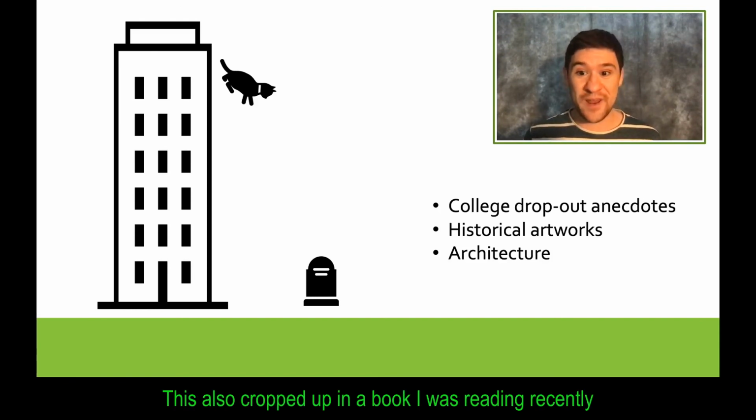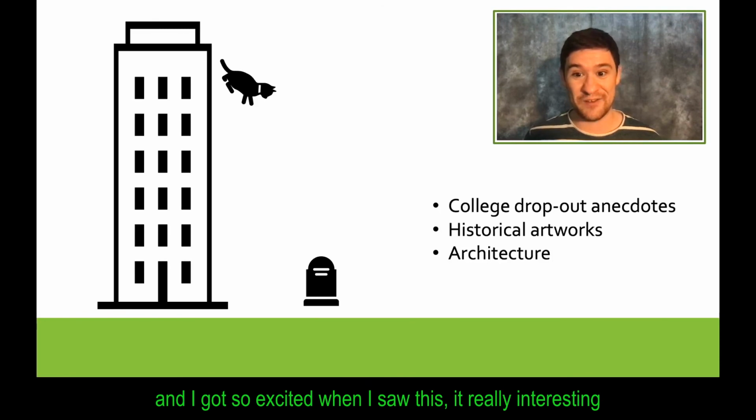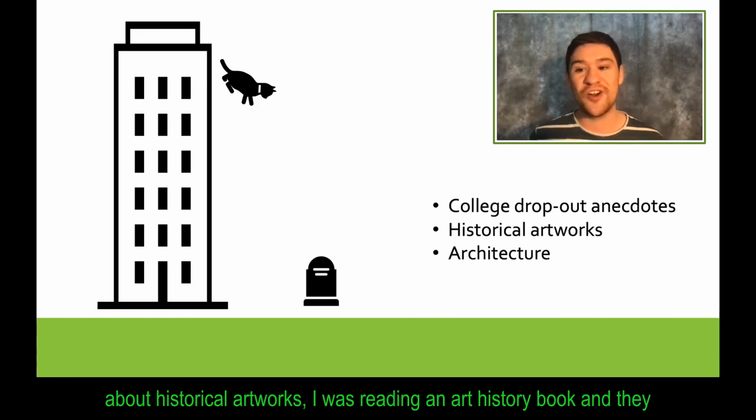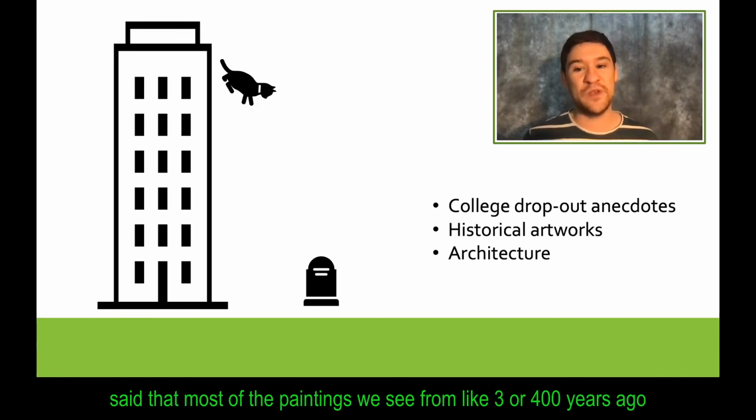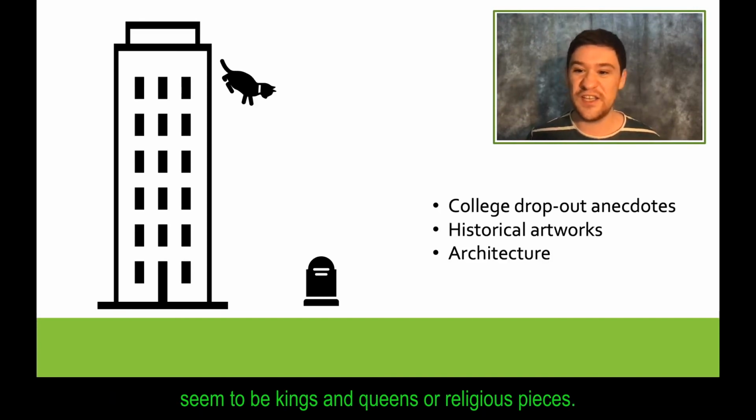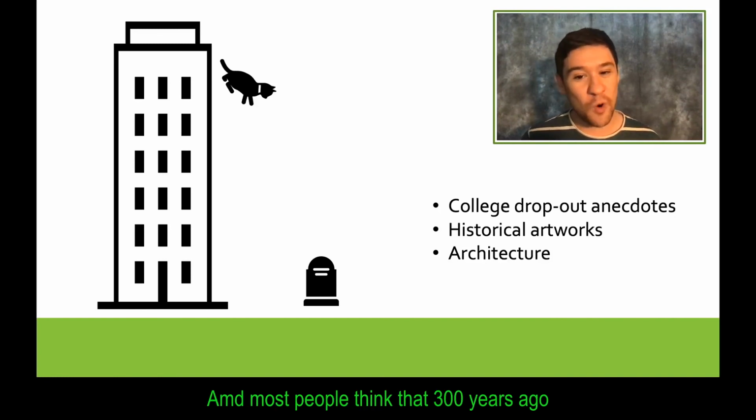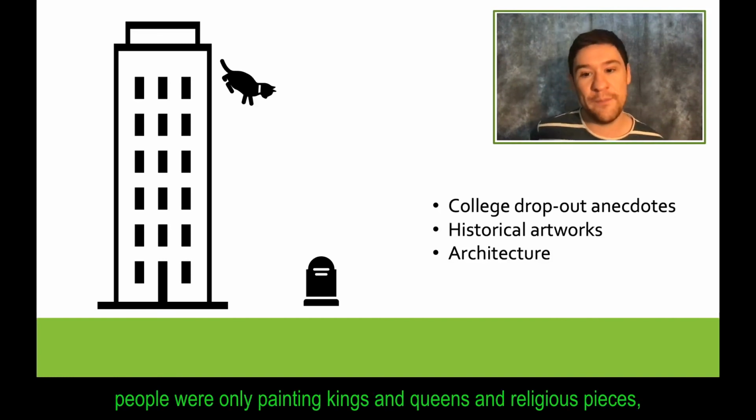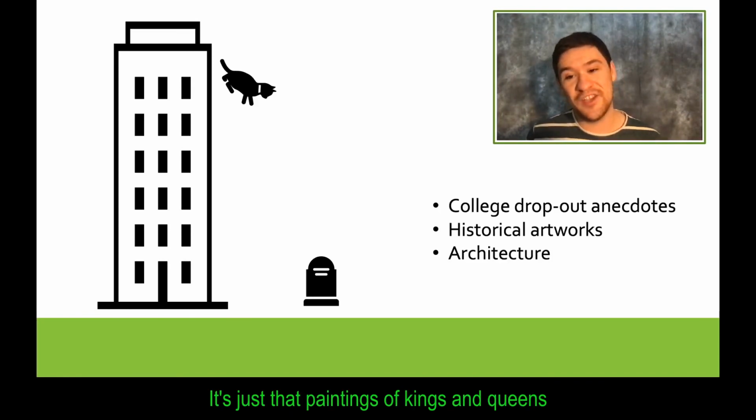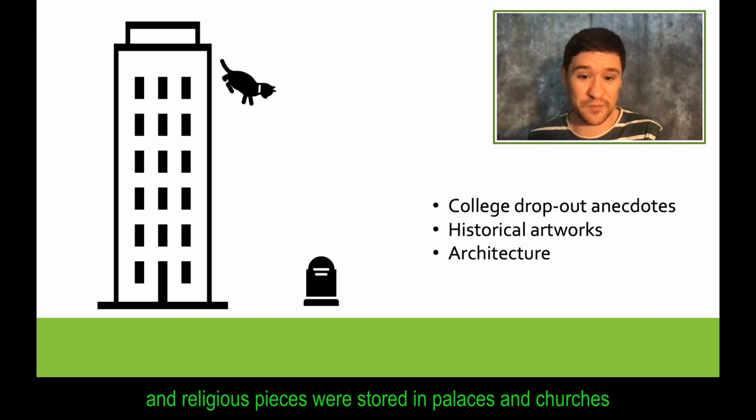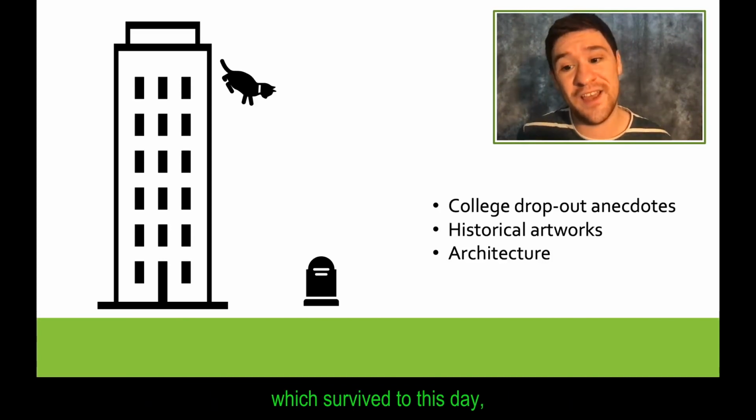This also cropped up in a book I was reading recently, and I got so excited when I saw this. It was really interesting, about historical artworks. I was reading an art history book, and they said that most of the paintings we see from like 300-400 years ago seem to be kings and queens or religious pieces. And most people think that 300 years ago people were only painting kings and queens and religious pieces. Whereas that's not true. It's just that the paintings of kings and queens and religious pieces were stored in palaces and churches which survive to this day.